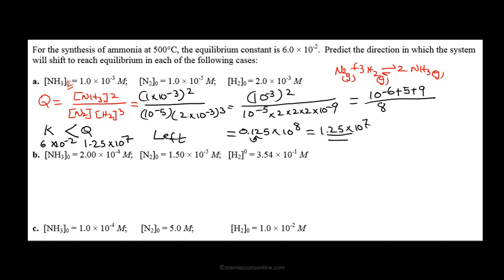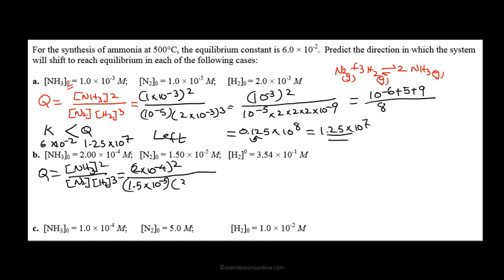Okay. The next question: the concentration of ammonia is 2 times 10 to the power negative 4. So I will just write Q directly now. That is ammonia to the power 2, over concentration of nitrogen and concentration of hydrogen to the power 3. Ammonia concentration is 2 times 10 to the power negative 4, to the power 2, divided by 1.5 times 10 to the power negative 5 times 3.54 times 10 to the power negative 1, to the power 3.